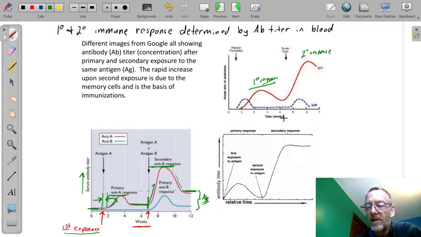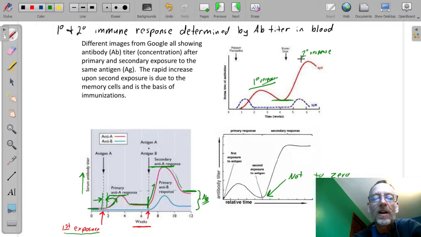They're not showing the little arrows for when the exposure to antigen occurred, but that's okay. Notice that after the primary response, antibody titers do not go to 0, which is what I don't really like about this figure here. It looks like they're going almost to 0, but not to 0. And then you are exposed a second time, and now our antibody concentration is much higher. And that can last for quite a while.